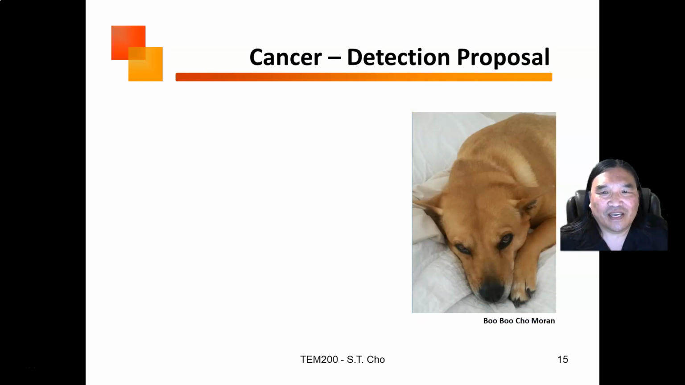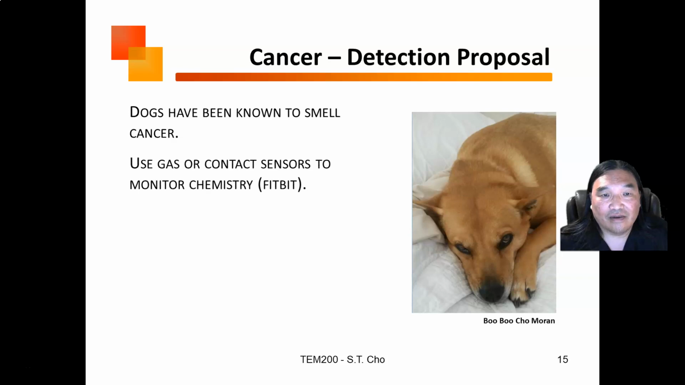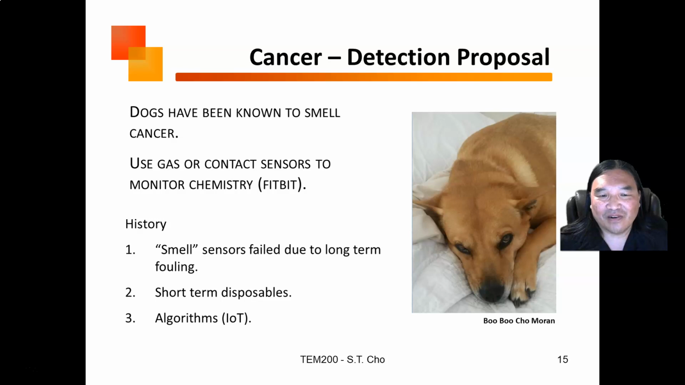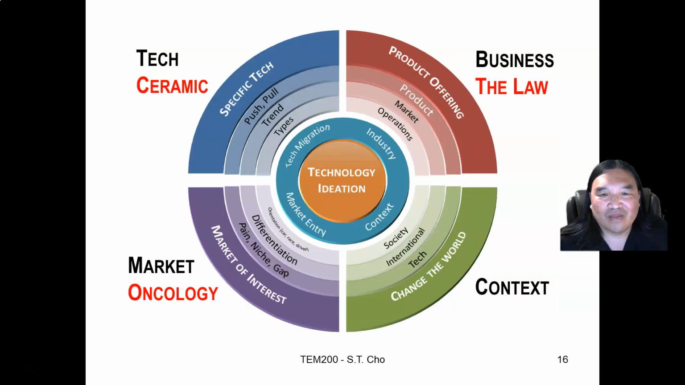So how do they detect cancer? You do some research, and what you have found is that, and this was actually my old dog, Boo Boo. Unfortunately, Boo Boo passed away, ironically from cancer. But dogs have been known to smell cancer. And since we wear so many wearables today, why don't we use gas or contact sensors to monitor our chemistry? And we can use algorithms to tell us, hey, you should head to the doctor and get a deeper diagnosis. We can do this for actually a lot of diseases.